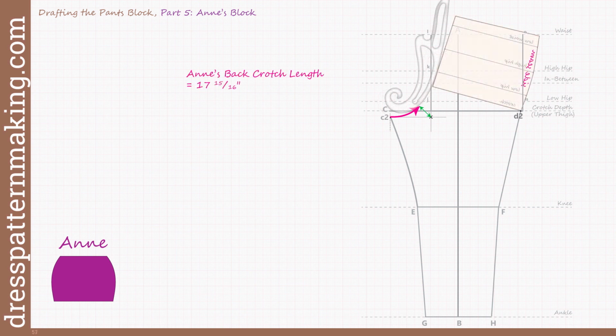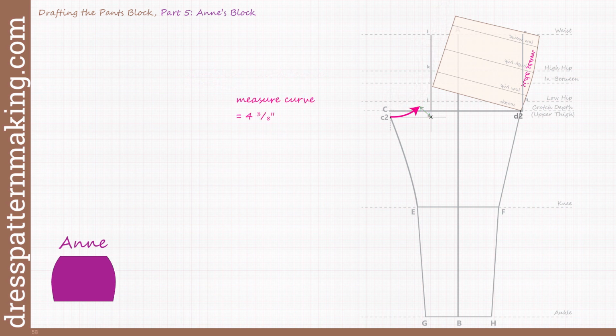Ann's back crotch length is 17 inches and 15/16. So I've measured that little curve that I've drawn from C2 to the arrow tip, and it's 4 3/8 of an inch. Now I'm going to measure from the waist to the crotch depth on the cardboard that I'm using. Now this should be the crotch depth from the front, but it is minus that little bit that was taken off at the center front waist.